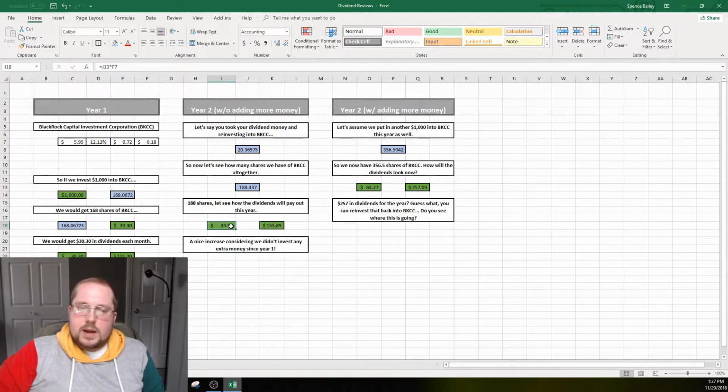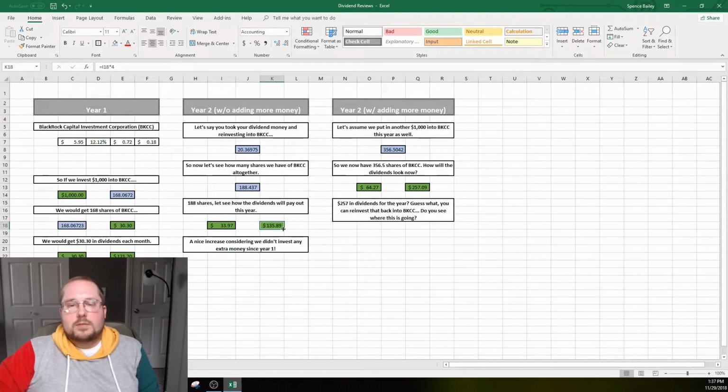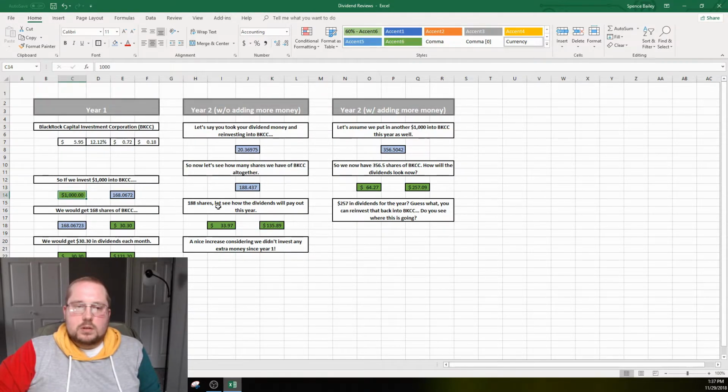So then off of that, how much would we get for the year in the second year because we reinvested our dividends? So now we'd be getting $135.89 yearly from our dividends. So this is all from just our initial investment of $1,000 and then reinvesting the dividends. So that is pretty good. That's a pretty good return for not having to invest more money.